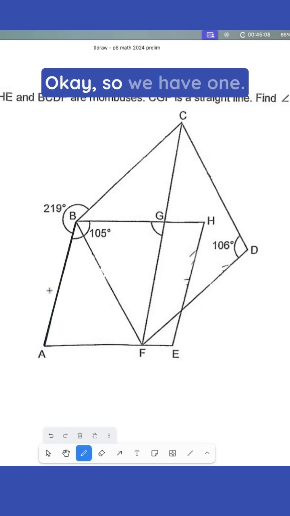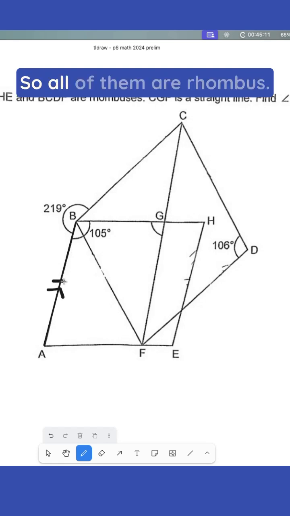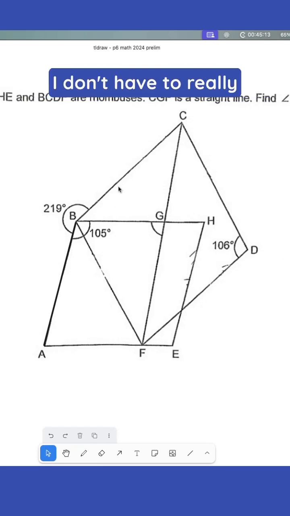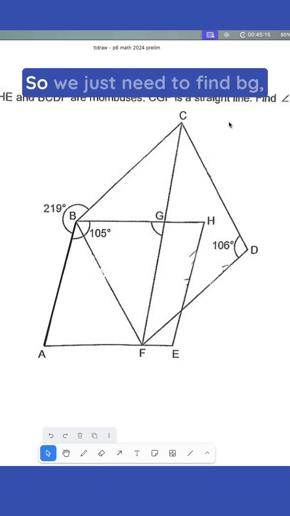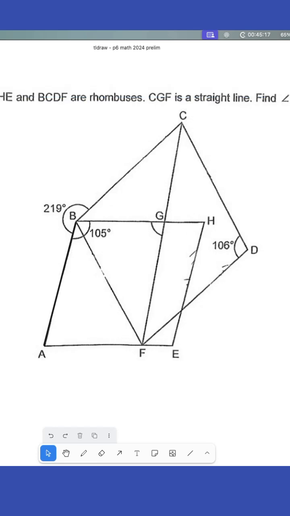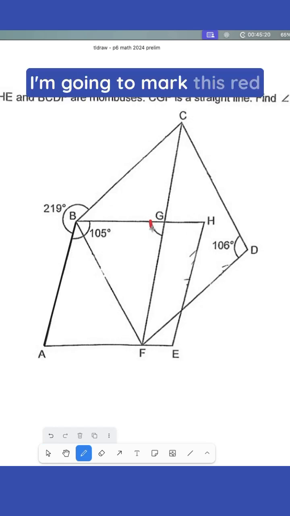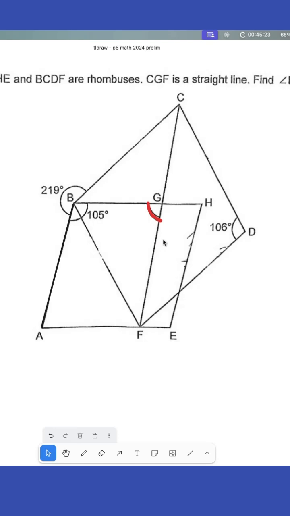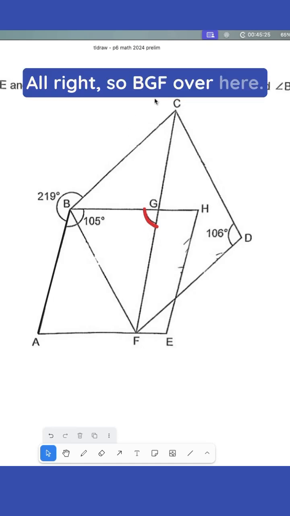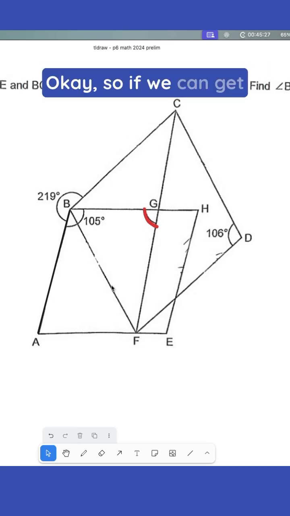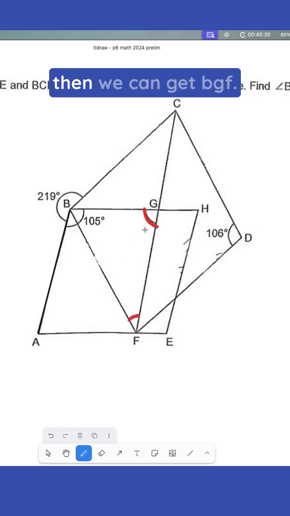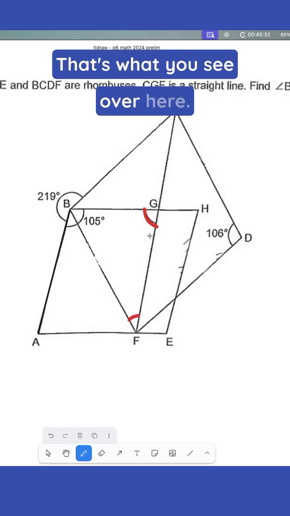Okay, so all of them are rhombuses. I don't have to mark them that much. We just need to find BGF, which is this. I'm going to mark this red so it's easier to see. So BGF is over here. If we can get this angle, then we can get BGF. That's what you see over here.